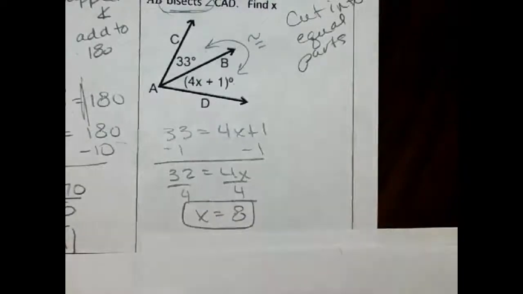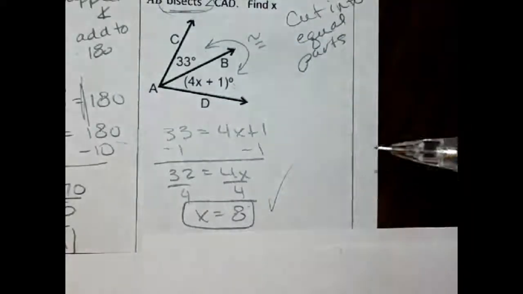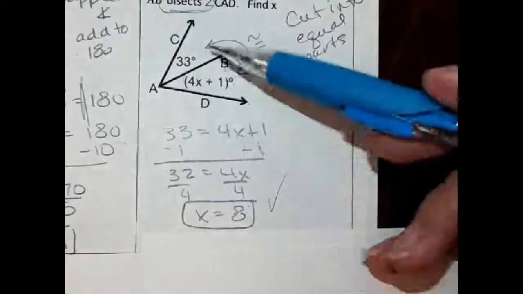Again, just plug it in. 8 times 4 is 32 plus 1, 33. We got it right. Takes 1 second to check. You can even plug it into your calculator. 4 times 8 plus 1, see if you get that.